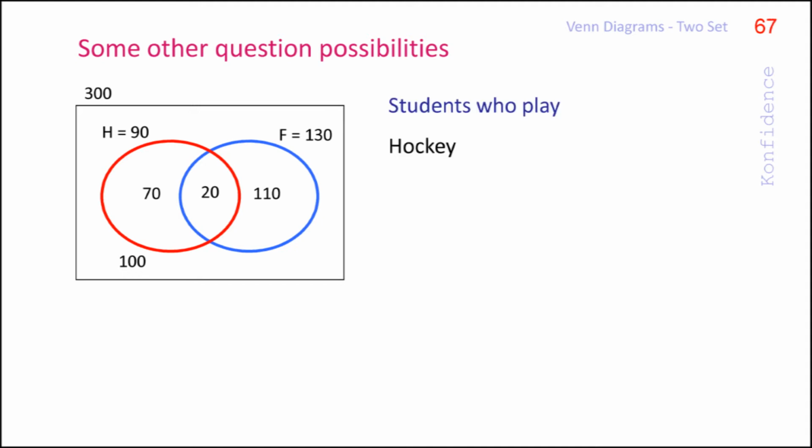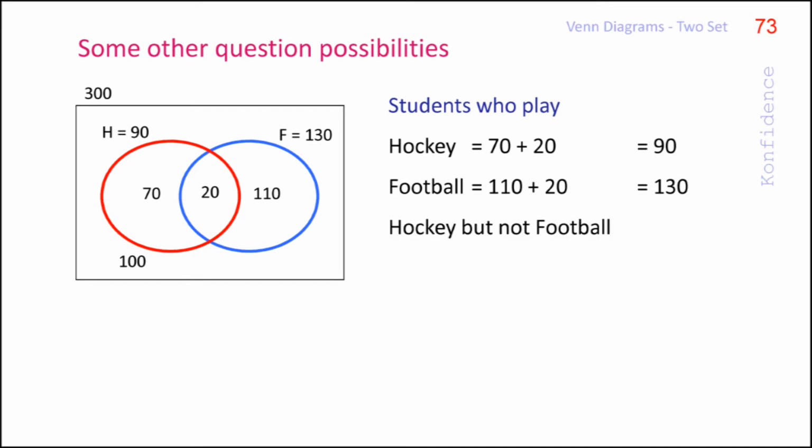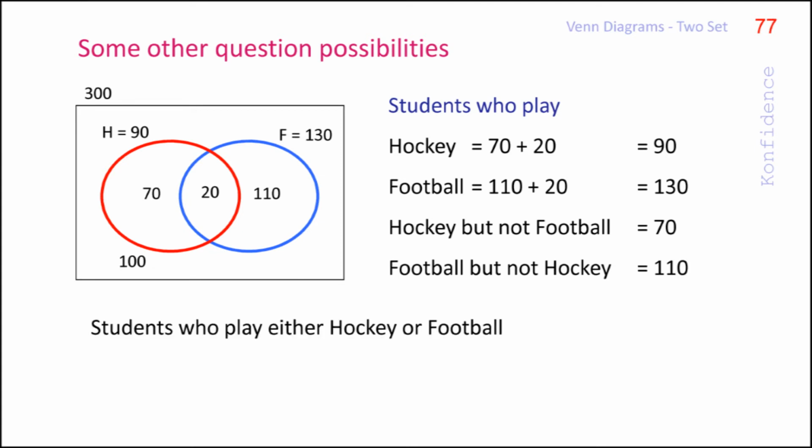Students who play hockey equals 70 plus 20 equals 90. Students who play football equals 110 plus 20 equals 130. Students who play hockey but not football equals 70. Students who play football but not hockey equals 110. Students who play either hockey or football equals 70 plus 20 plus 110, that is equal to 200.